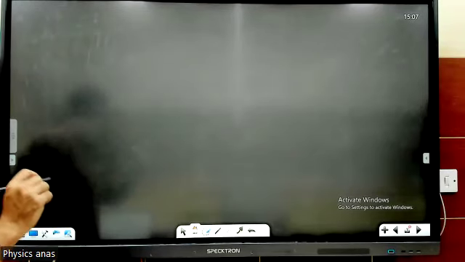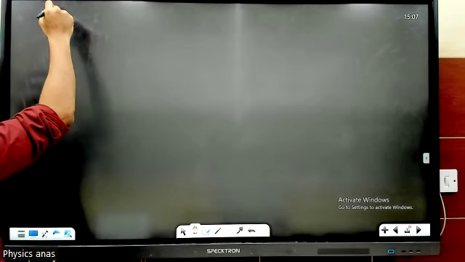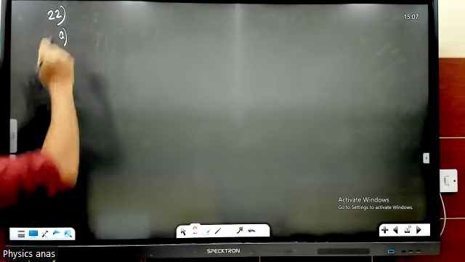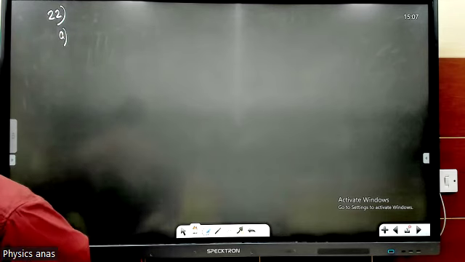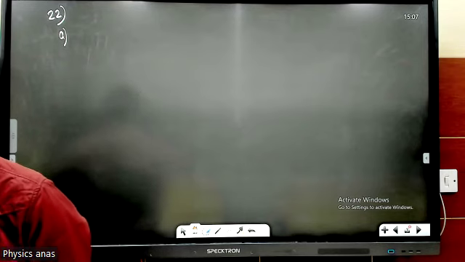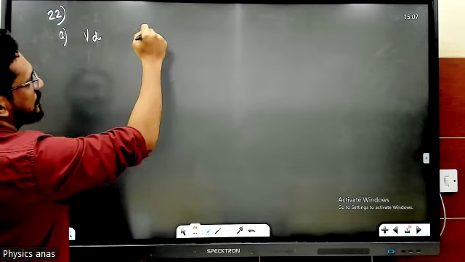Question number 22. The first part of the question: define the term drift velocity and the relaxation time, giving their physical significance. What is drift velocity and the relaxation time? That's the first part of the question.